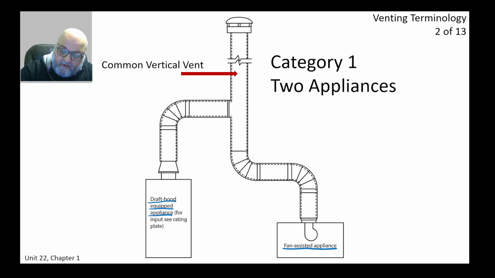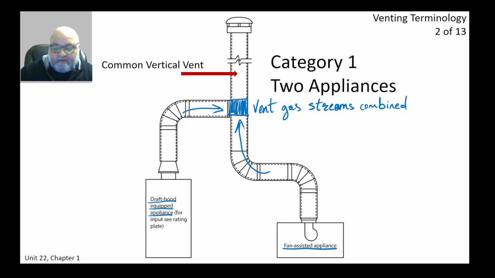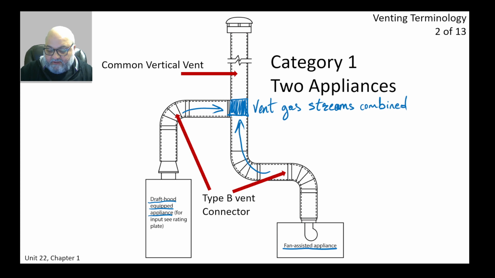And I would like you to pay attention to that square where vent gas streams are combined. Okay, so a stream is coming from here, and another stream is coming from here, and these are obviously called vent connectors. In this one, they are type B vent as opposed to type C vent.